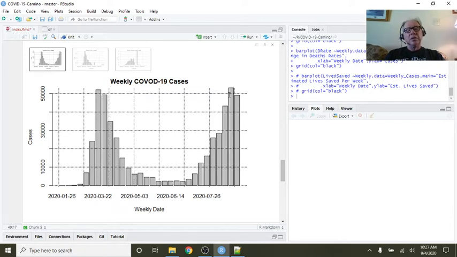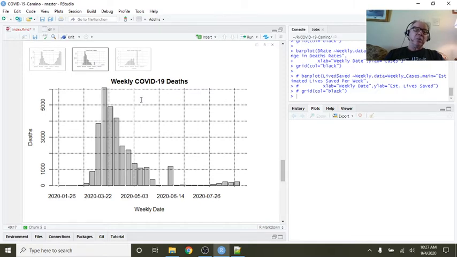This is certainly not a good case. It's almost caught last week's number. We have one more day to go, so it's almost certainly going to catch last week's number, if not pass it a little bit. Take a look at weekly deaths. You can see that the deaths continue to remain at a fairly low level. Okay, fairly low level. Let's take a look at something here.